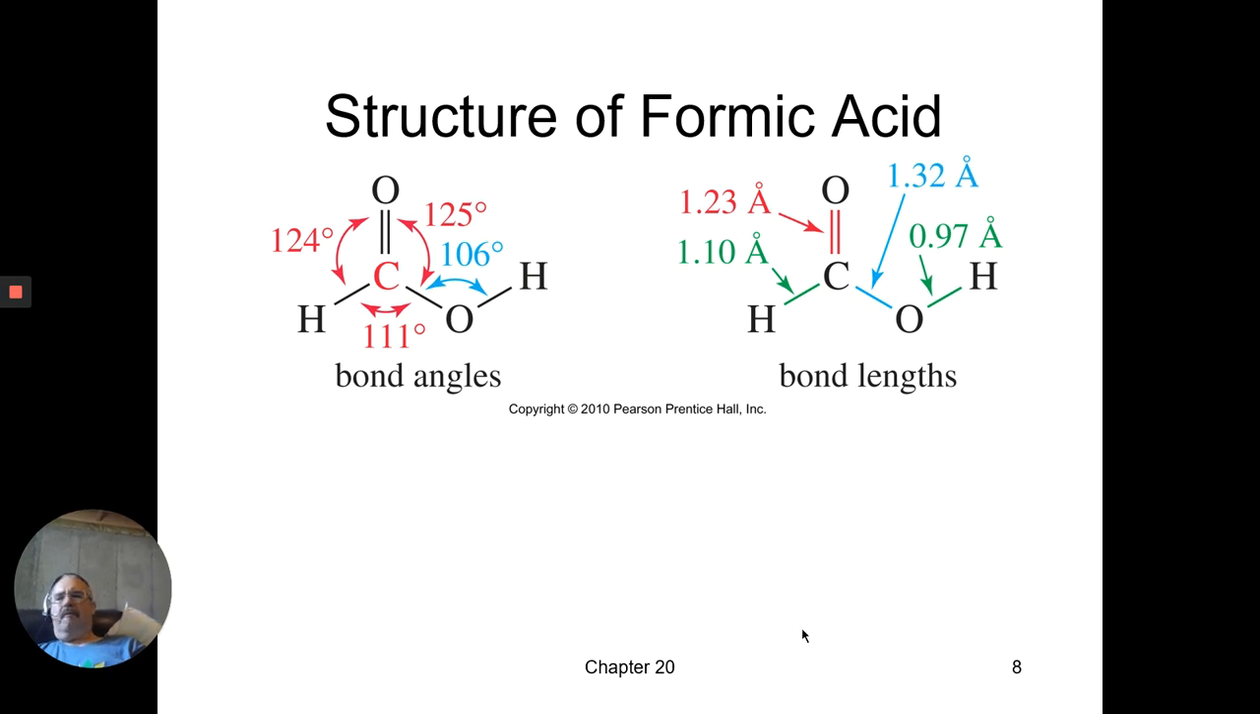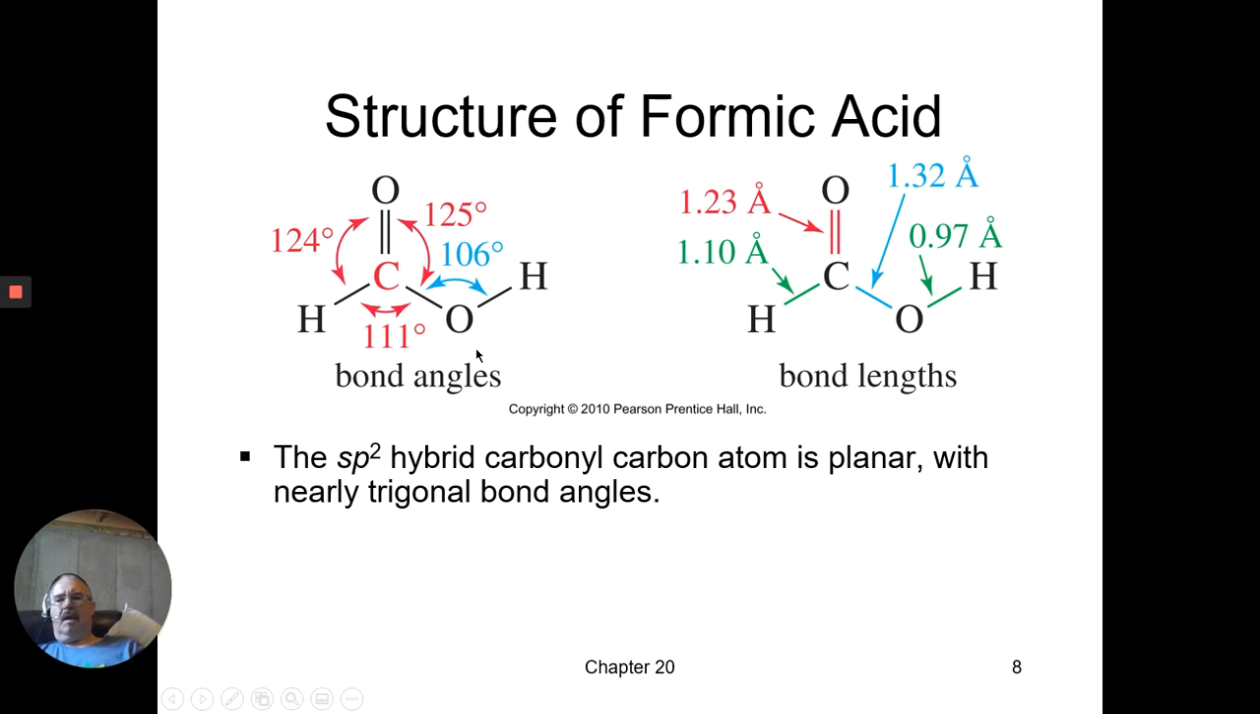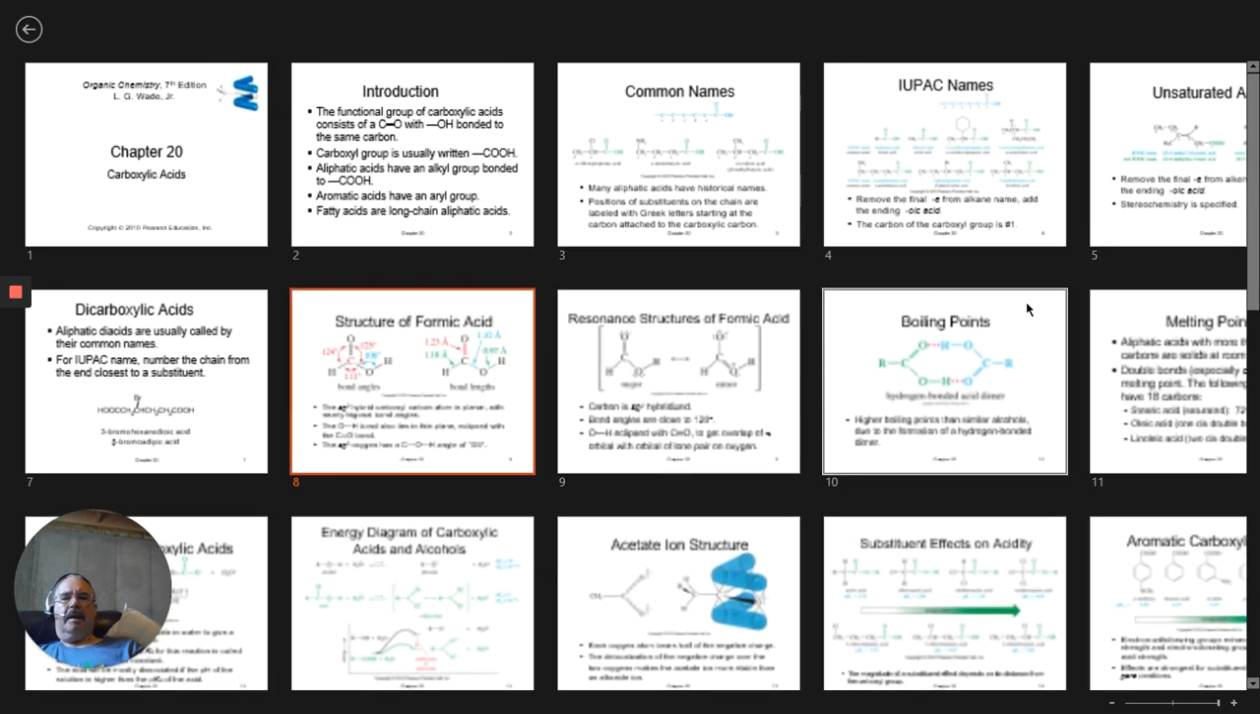Here's the structure of formic acid. The carbon is sp2 hybridized, and it is planar with nearly trigonal bond angles, approximately 120 degrees. You can see it's not quite 120 degrees. Here are the bond lengths.